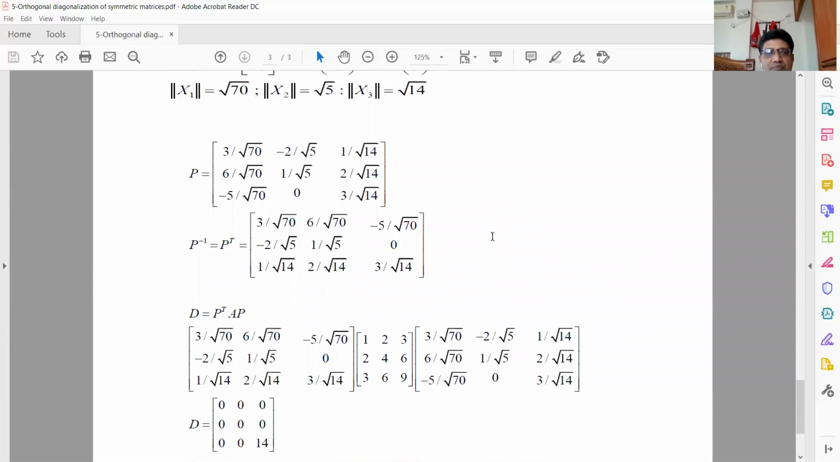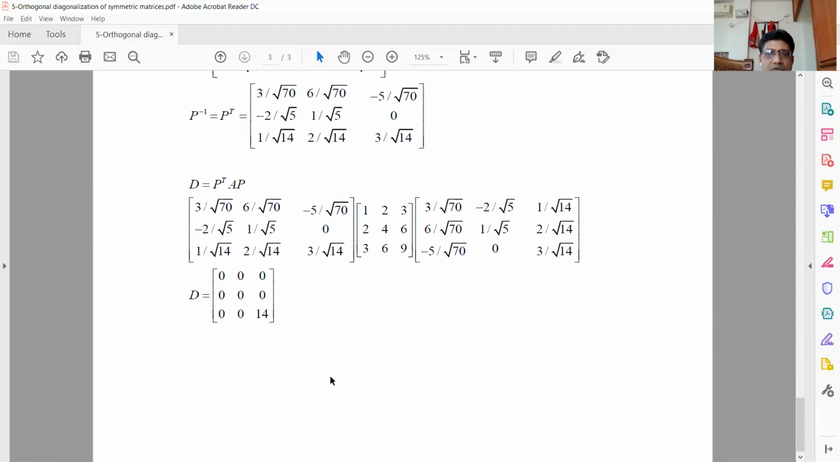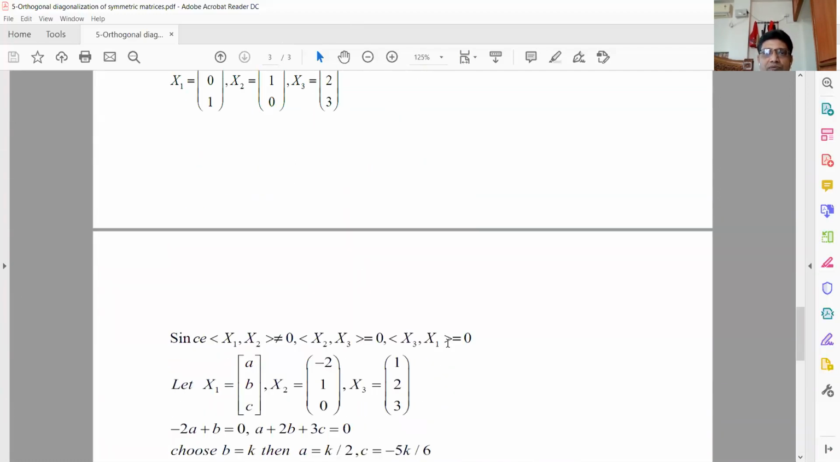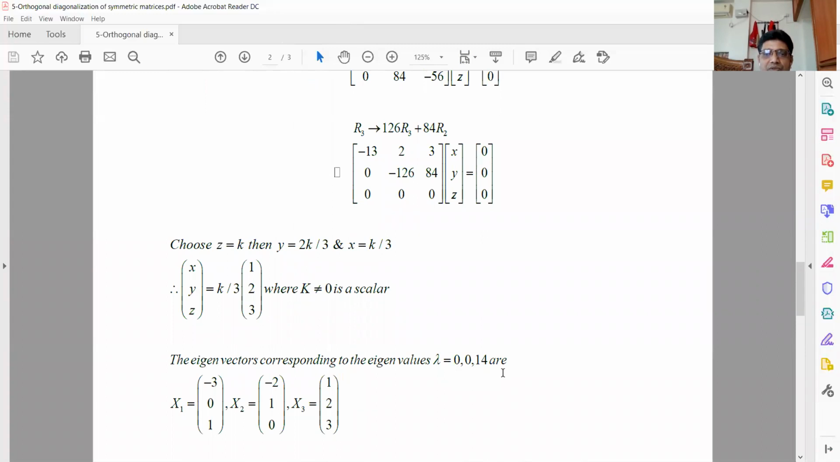Now I want to diagonalize this matrix. So D equals, earlier we were writing the formula P inverse AP. Now instead of P inverse, I have to write P transpose, because this P is an orthogonal matrix. So I substituted P transpose here. A is the given matrix, P is the normalized model matrix. After multiplying these three, I got D equals diagonal matrix with entries 0, 0, 14. So it is a diagonal matrix. And if you look at the leading diagonal, very clearly it has the entries 0, 0, 14. These are nothing but the eigenvalues of our given matrix A. See here, 0, 0, 14.